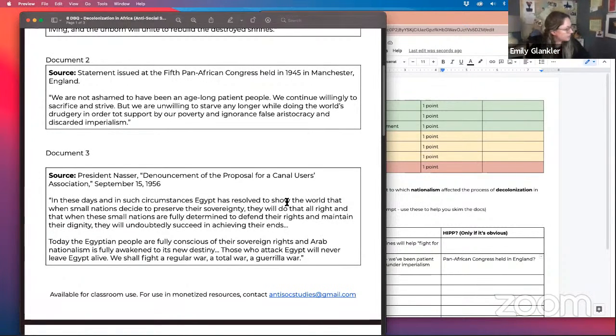So in these days, Egypt has resolved to show the world that when small nations decide to preserve their sovereignty, they will do that all right, and that when these small nations are fully determined to defend their rights and maintain their dignity, they will succeed. That is like nationalistic as heck. Okay. Today, the Egyptian people are fully conscious of their sovereign rights and he says the word nationalism.